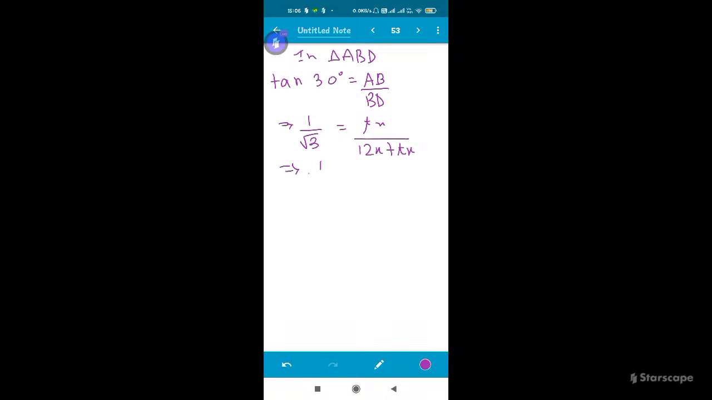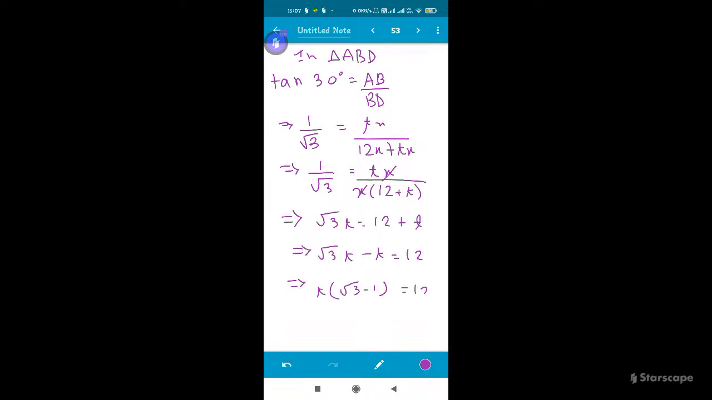So now what we can do, from the denominator, we can take x as common. So taking x as common, we are left with 12 plus t. So x and x will get cancelled out. So we are going to get an equation in a single variable and we can very easily solve it. So root 3 t is equal to 12 plus t. So you are going to get root 3 t minus t is equal to 12. So t can be taken as common. t into root 3 minus 1 is equal to 12. That means the value of t will become 12 by root 3 minus 1.